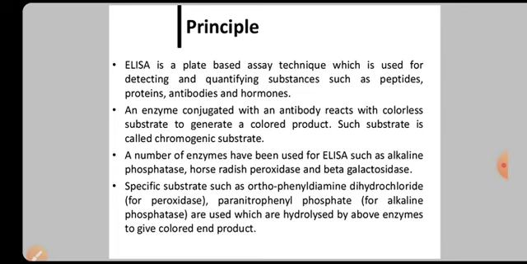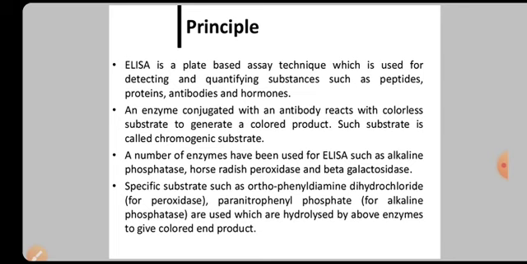To this you are adding antibody. If antigen is coated, you are adding antibody. If antibody is coated, you are adding antigen. Once it is bound and the antigen-antibody complex is formed, you are adding a secondary antibody conjugated with enzyme. So now it is an antigen-antibody-secondary antibody-enzyme complex.